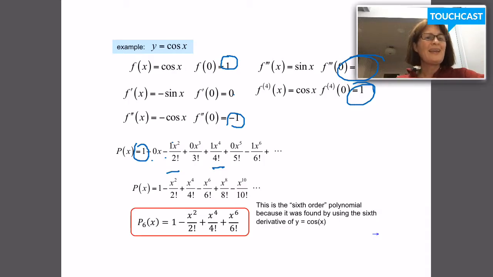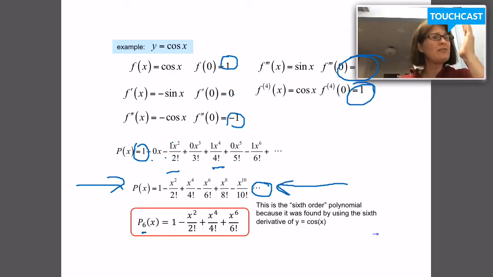Okay, so if you were asked to generate the Taylor series or a Taylor polynomial for cosine of x, it's this one that goes on forever. But I asked you to find the 6th order polynomial. So it gets this little notation, p sub 6. This is the 6th order polynomial. So it's this same long polynomial cut off after you get to the term that uses the 6th derivative.